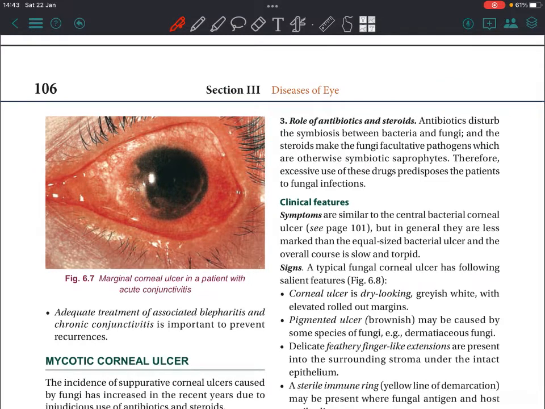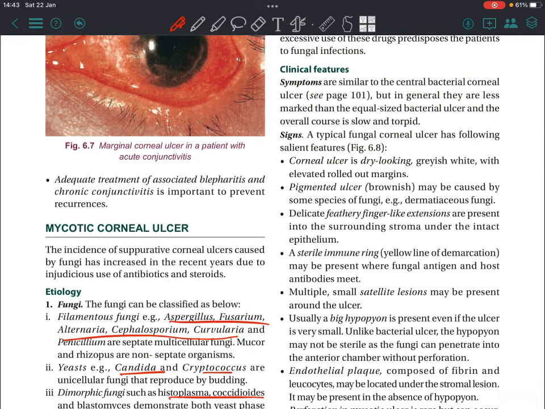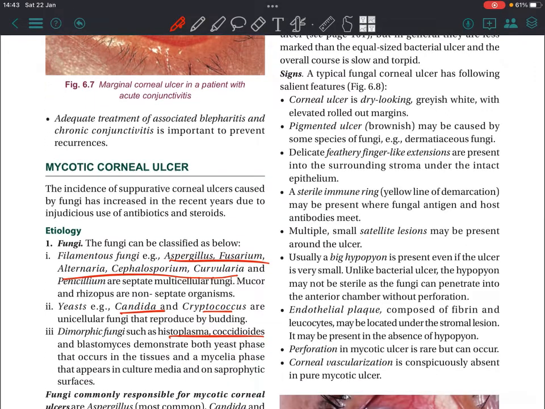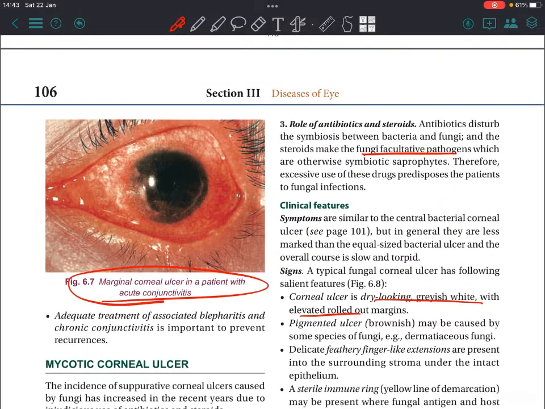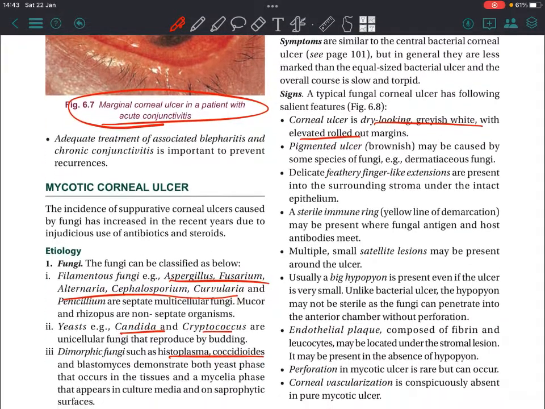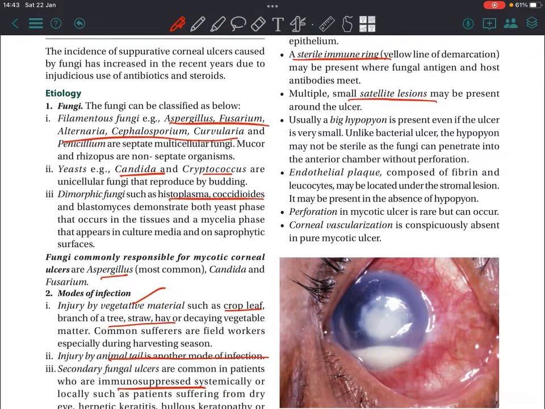Role of antibiotics and steroids: antibiotics disturb the symbiosis between bacteria and fungi, and steroids make fungi facultative pathogens. Clinical features: symptoms are similar to bacterial corneal ulcer. Signs: the corneal ulcer is dry looking, greyish white, with elevated rolled out margins, delicate feathery finger-like extensions, a sterile immune ring, and multiple small satellite lesions. A big hypopyon is usually present even if the ulcer is very small.